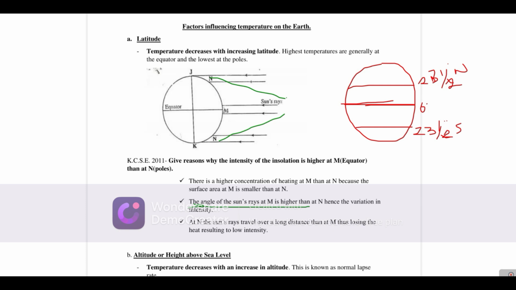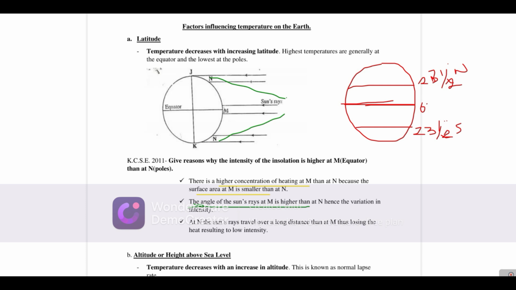So that is what makes it. The concentration here is going to be much higher than at the poles. In part 1, reason number 1, we said that there is higher concentration. So this is the point: it is higher here than at N, and it's also giving us a reason, which is this one. Number 3, at N, actually the poles, sun rays travel over a longer distance than at M, thus losing heat, resulting in low intensity.